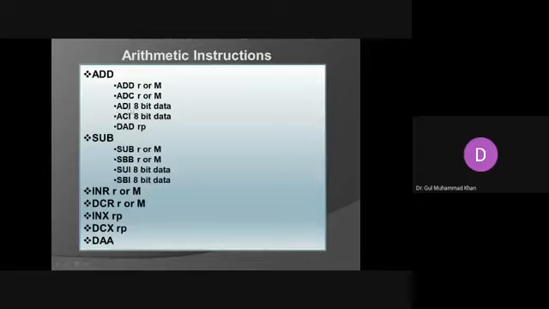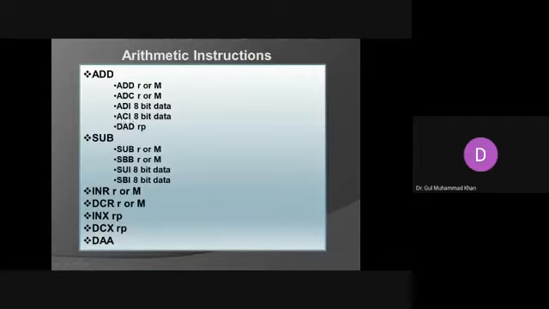Similarly, we have ADI 8-bit data. Now, this is a 2-byte instruction. These two were 1-byte instructions because there was no number. In this case, you have to add 8-bit data. So ADI is your instruction, and the 8-bit is the data. So in total, the size of this instruction is 2 bytes. In this case, accumulator contents are added with the 8-bit data that you specify. So just the accumulator plus the data, and the result is stored in the accumulator.